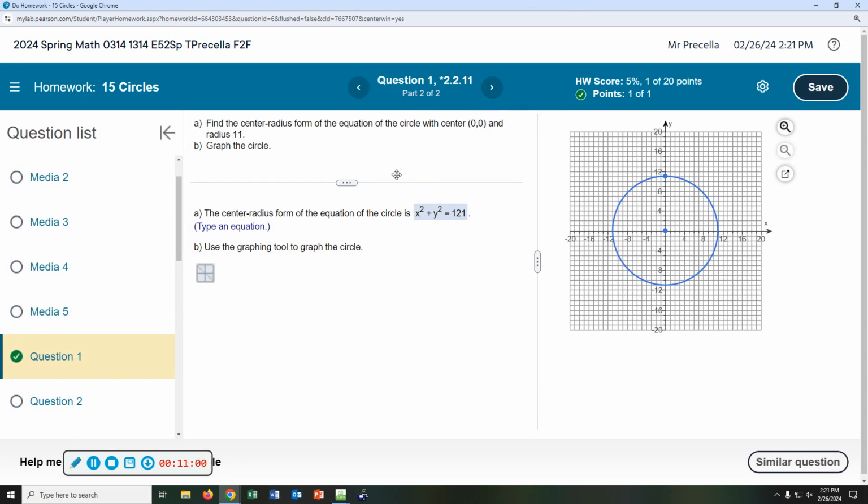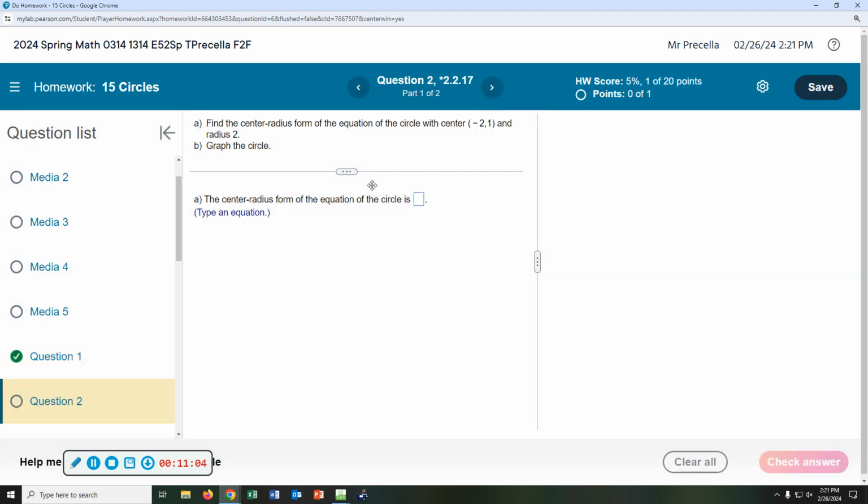Well, they can't all be centered at the origin, okay? Let's look at number 2. Same instructions, find the center radius form for the circle. The center is at negative 2, 1. The center is at the ordered pair negative 2, 1. And the radius is 2.